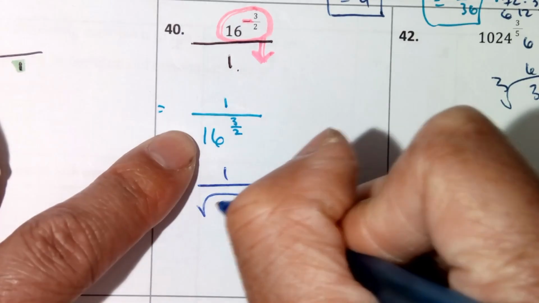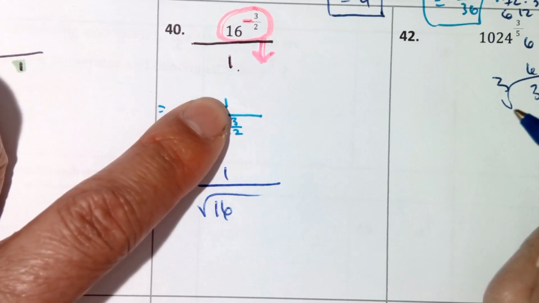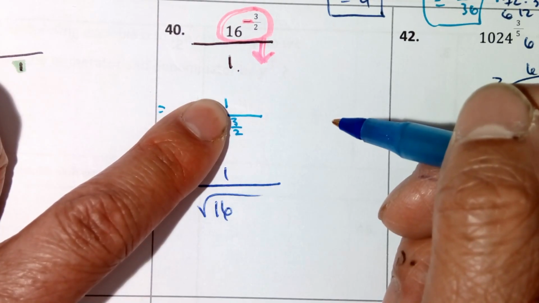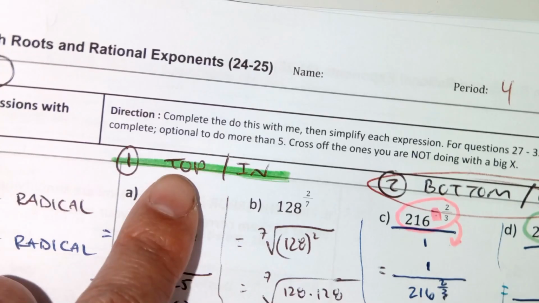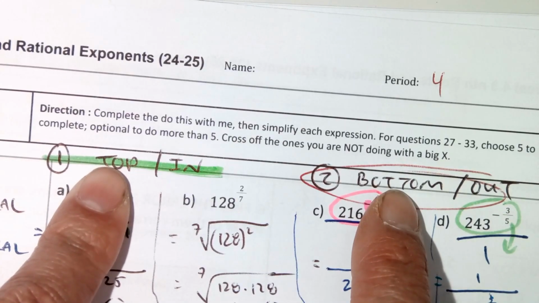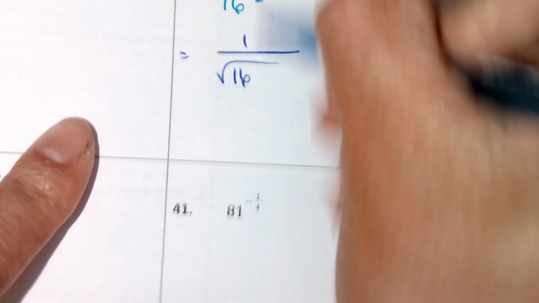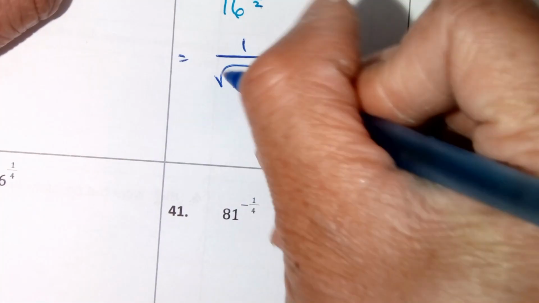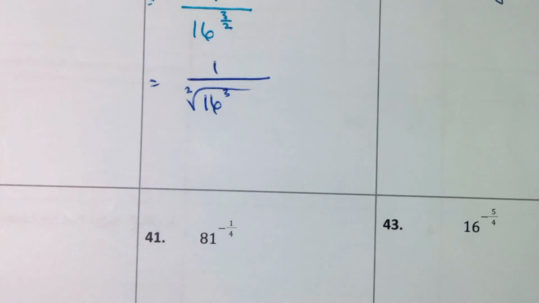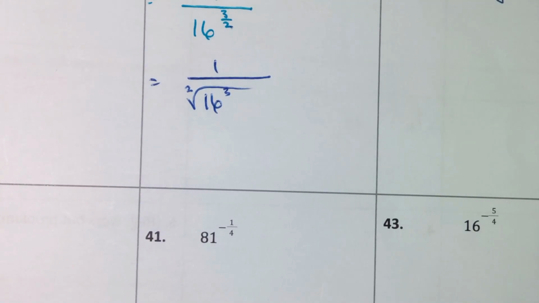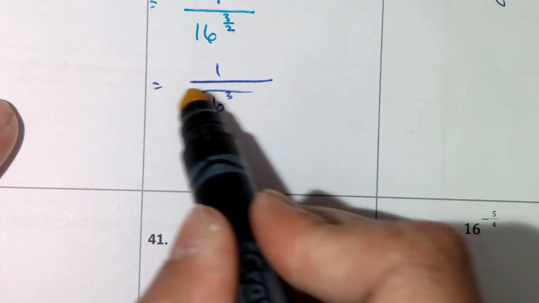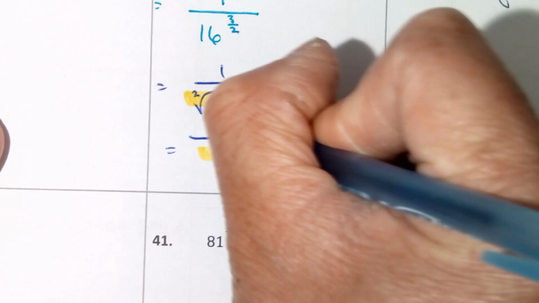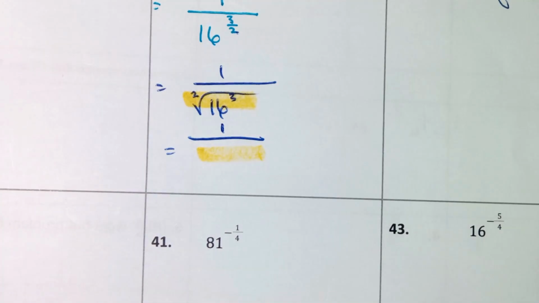Okay, let's put it in radical form now. Base 16. Top, we learned this past week, goes on the inside. And then we learned bottom out. Now I want to highlight this in yellow to show you that if you put this in the calculator, remember where it goes. It goes in the bottom of the fraction here.